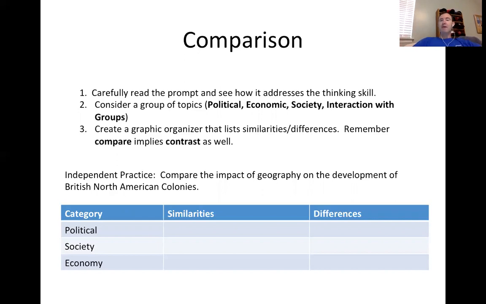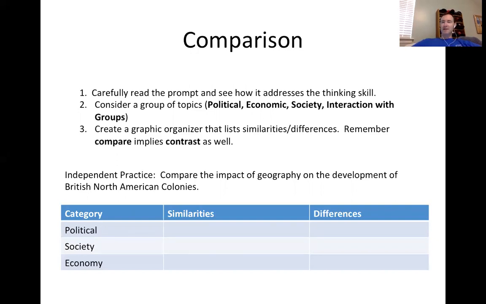So I would take about five minutes, pause here, basically type in or write in as many things as you can find that you think would show an understanding of how geography is impacting the development of these colonies, or not as much. That could be another argument you can make. And we'll come back and we'll see how comparison allows us to also connect to the third thing, which is causation.